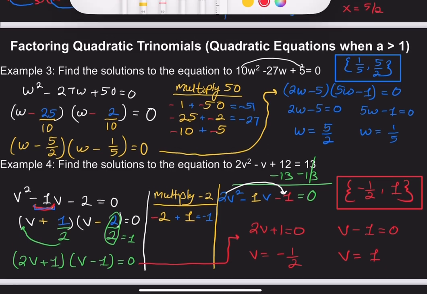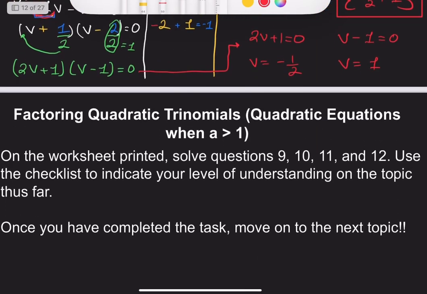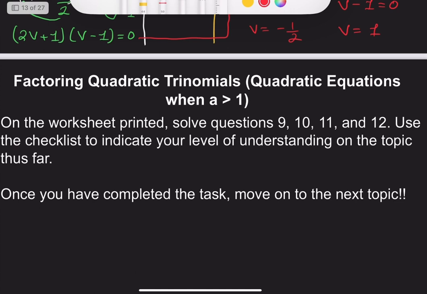So I want you to use the 4 examples that you see on the PowerPoint. I want you guys to try questions 9, 10, 11, and 12 on your worksheet/homework.